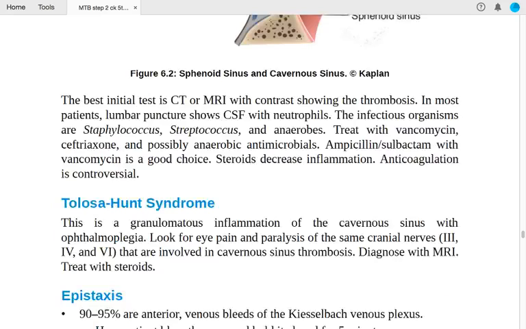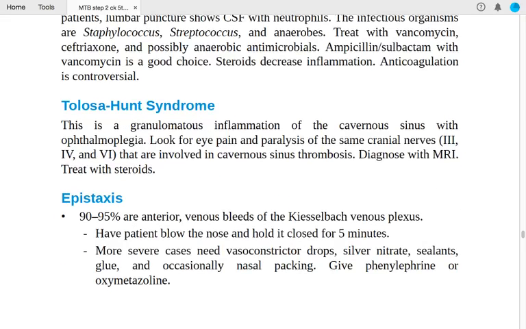Then we have Tolosa-Hunt syndrome. This is a granulomatous inflammation of the cavernous sinus with ophthalmoplegia. Whenever there is ophthalmoplegia with granulomatous inflammation of the cavernous sinus, this is known as Tolosa-Hunt syndrome. Look for eye pain and paralysis of the same cranial nerves, third, fourth and sixth, that are involved in cavernous sinus thrombosis. The patient presents with eye pain and paralysis of these nerves. You diagnose with MRI and treat with steroids, right? It's just inflammation of the cavernous sinus associated with ophthalmoplegia, and the same nerves are involved: oculomotor, trochlear and abducens.